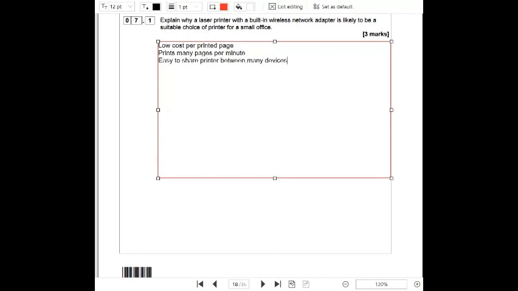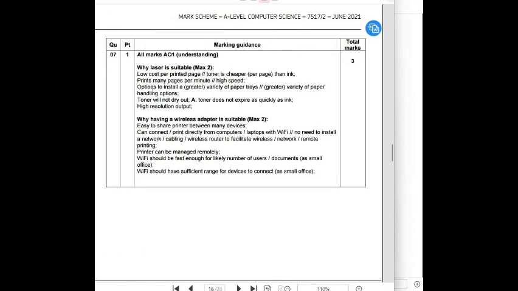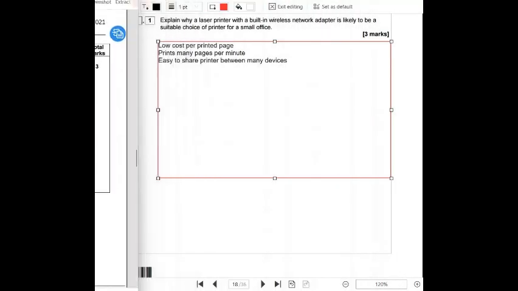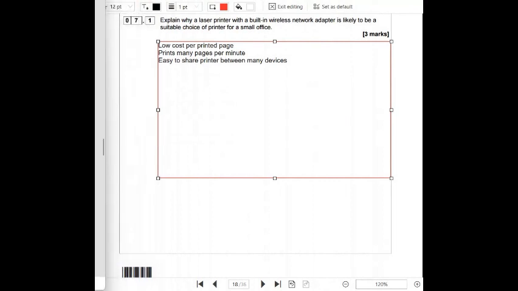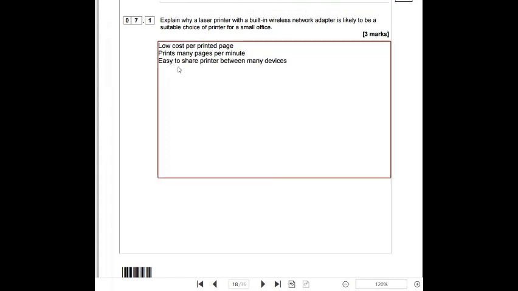You could also have, however, options to install a greater variety of paper trays, high resolution output, or you can have no need to install a network, printer can be managed remotely, Wi-Fi can be fast enough for a likely number of users, Wi-Fi should have sufficient range of devices to connect. So any of those would have also got you 3 marks, but you only need to mention 3 points, obviously. Okay?